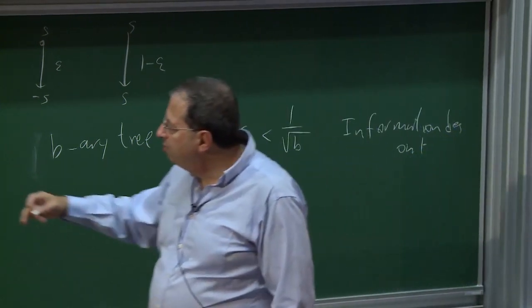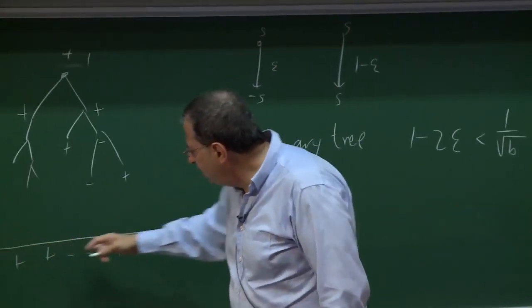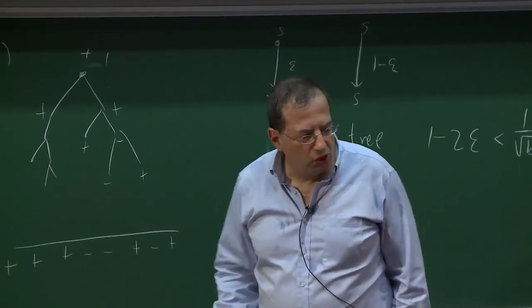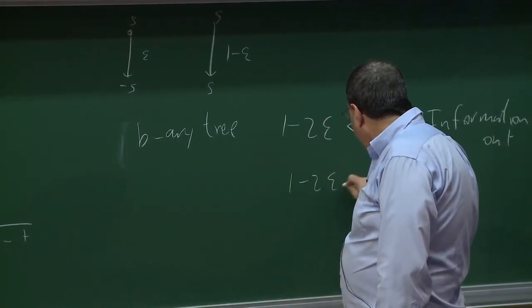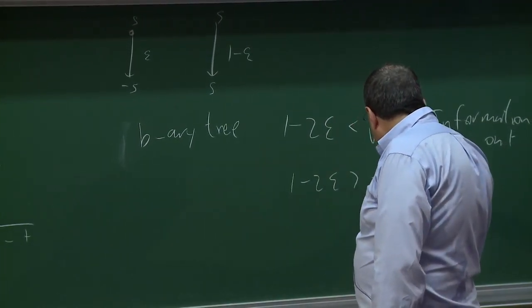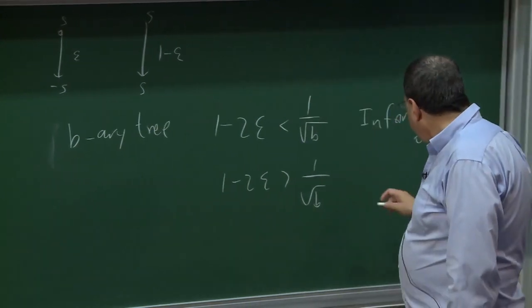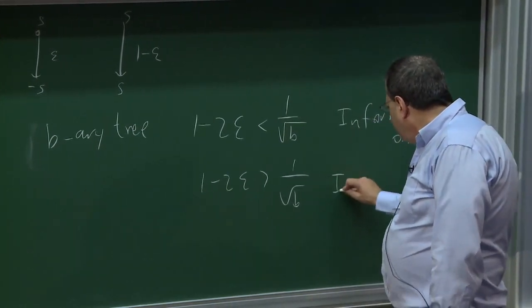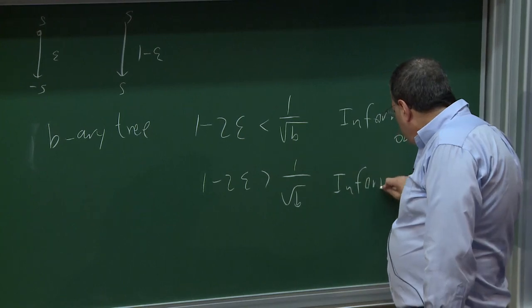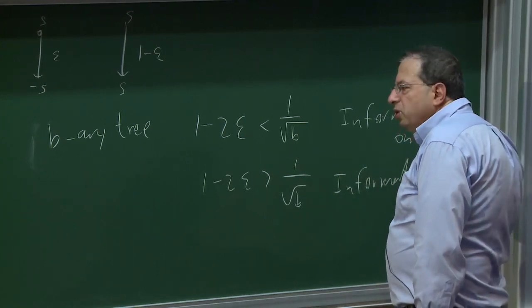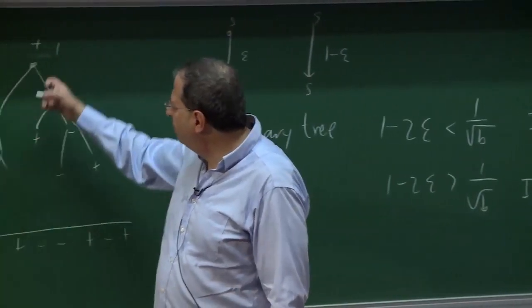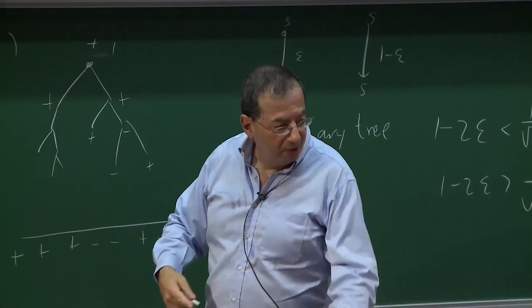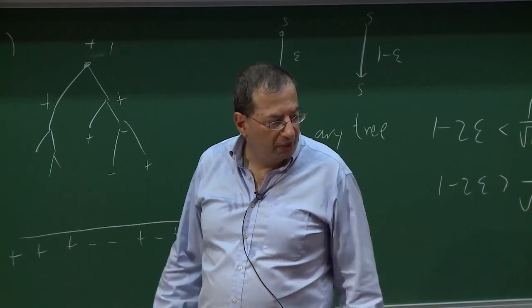So the mutual information between the root and everything at level n goes to 0 exponentially. And if 1 minus 2 epsilon is bigger than 1 over root b, then the information survives. So the mutual information stays bounded below, which means if you see the nth level, you can never be sure of what was here, but you have some useful information that doesn't die out.